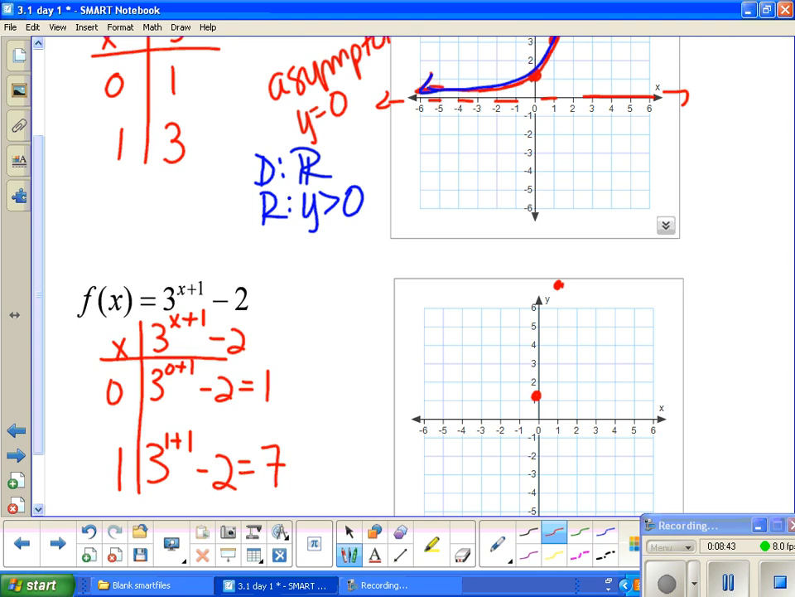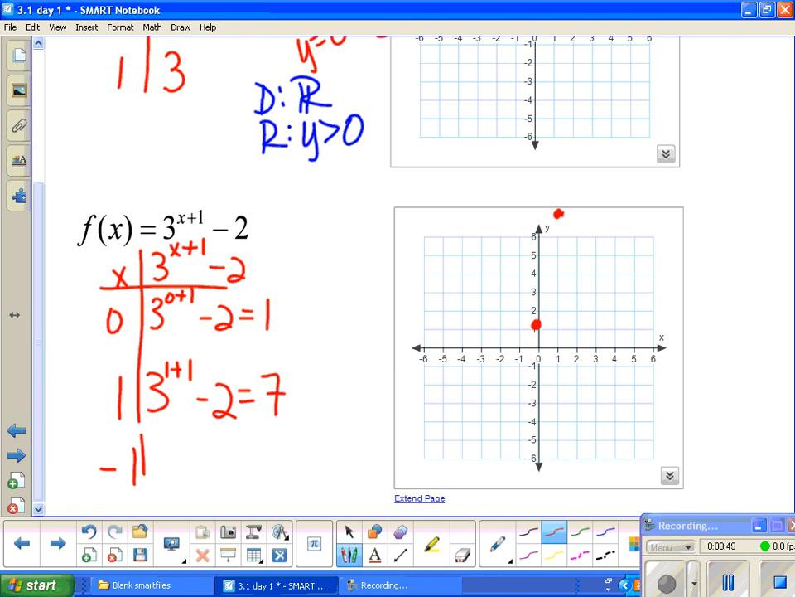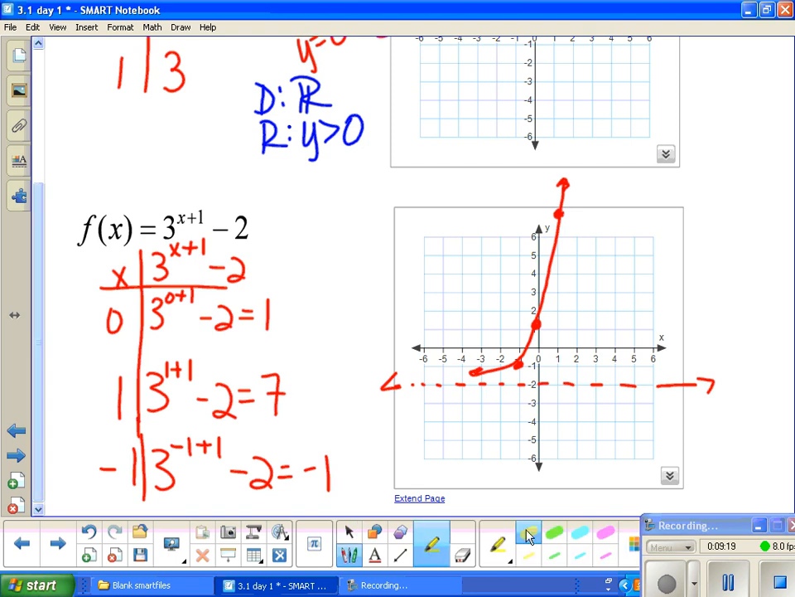7. But what happens? Let me show what happens with, let's say, a negative 1. Let's try this again. 3 to the negative 1 plus 1 minus 2 is negative 1. So at negative 1, it's at negative 1. Well, what happened to my asymptote now? Well, my asymptote shifts down 2, like my whole graph did. Okay? So my asymptote is defined by my k value.